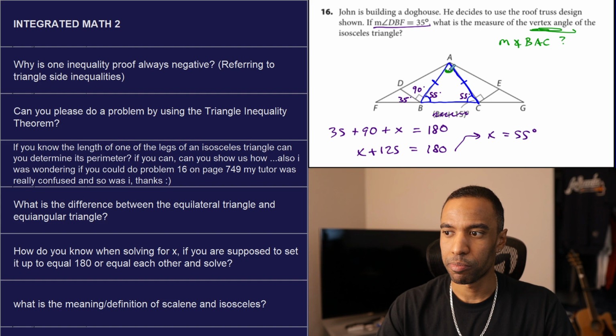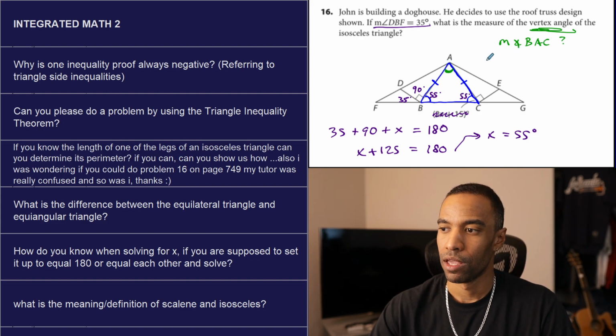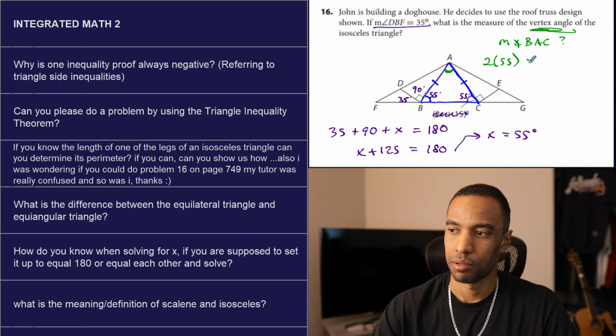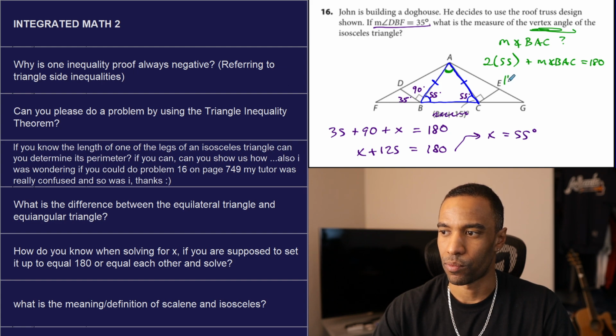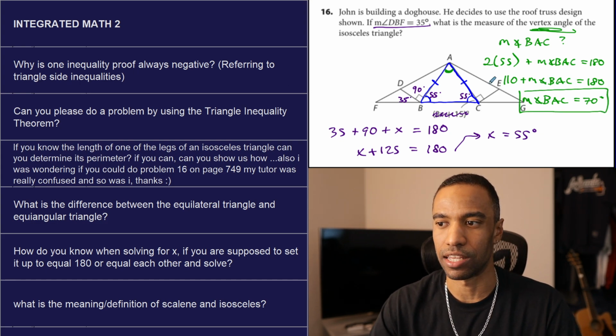These two 55s plus this unknown, I'm going to call it the measure of angle BAC, add up to 180 as well, because it's the interior angle sum of every triangle. So two 55s plus the measure of angle BAC equals 180 degrees, and that's 110 plus the measure of angle BAC is 180. Subtract 110 from both sides, the measure of angle BAC equals 70 degrees right there. The degree symbol, of course, is important, and that is your final answer.